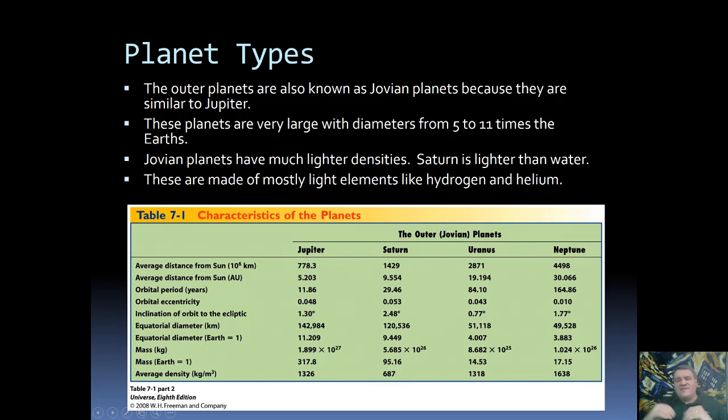So, because of all of these very low densities, they cannot be made of rock and metal like the terrestrial planets. So, because of that, they have to be made of very light elements, particularly hydrogen and helium. Because these are mostly hydrogen and helium, which are gases under normal conditions on the Earth, we sometimes also refer to these planets as the gas giants.